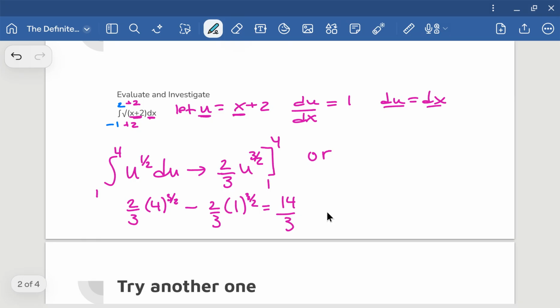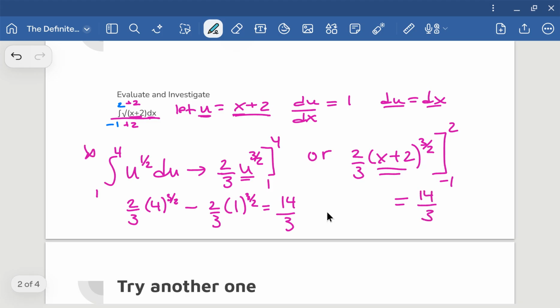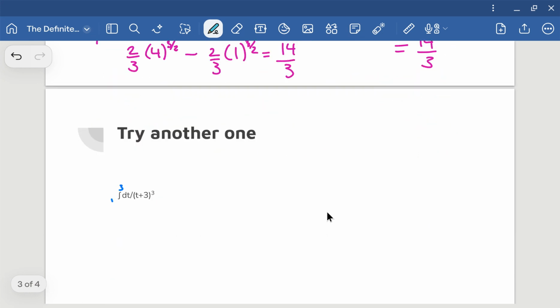Now, if you don't want to change your domain, you can go back to your original antiderivative. Going back and subbing your x plus 2 in for u, we can write this out as 2 over 3 times x plus 2 to the power of 3 over 2. And then for the range that we're plugging in, your lower limit and upper limit, if you're going back to your original function, then you're going to use your original domain. So we can go ahead and plug that all in, and you will find that you get the same answer. So I prefer this method. We're just subbing in for u, but if you like to go back to your original and not change your domain too, that works. So let's try one more here.